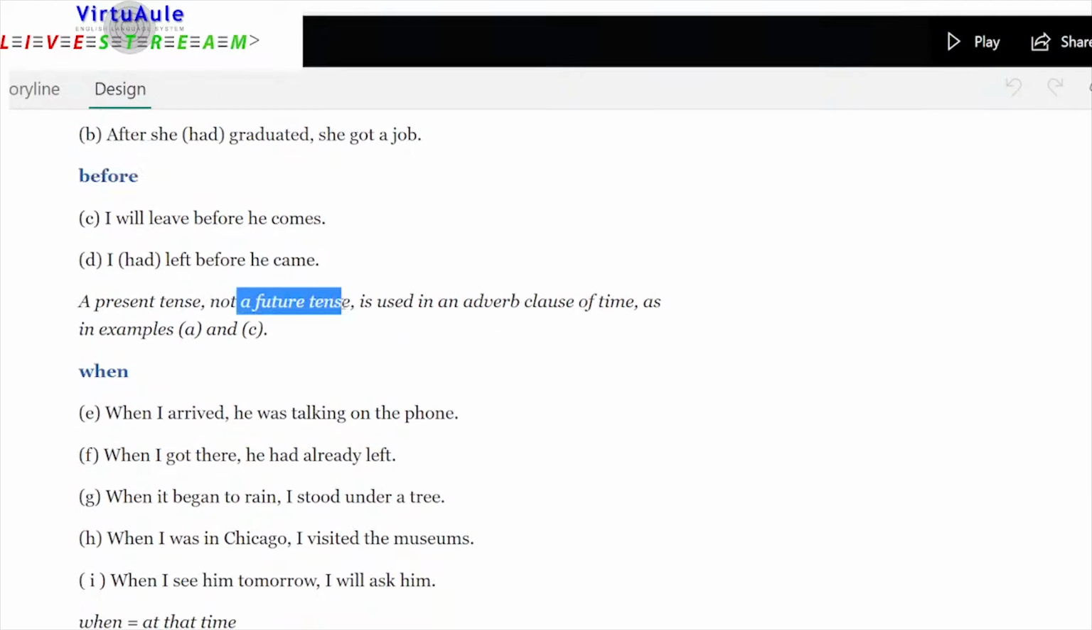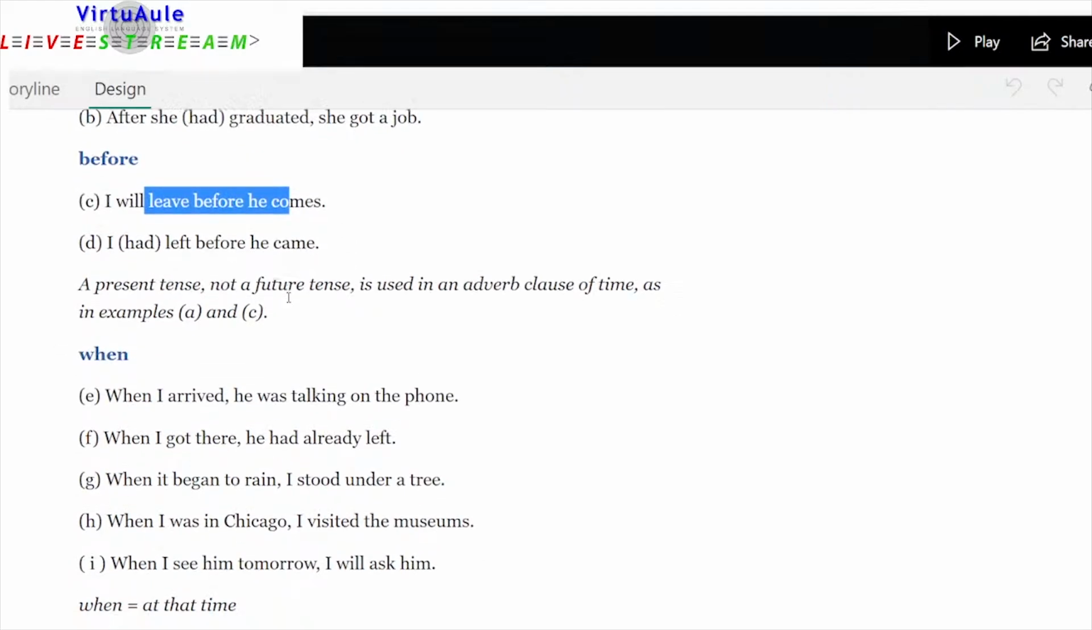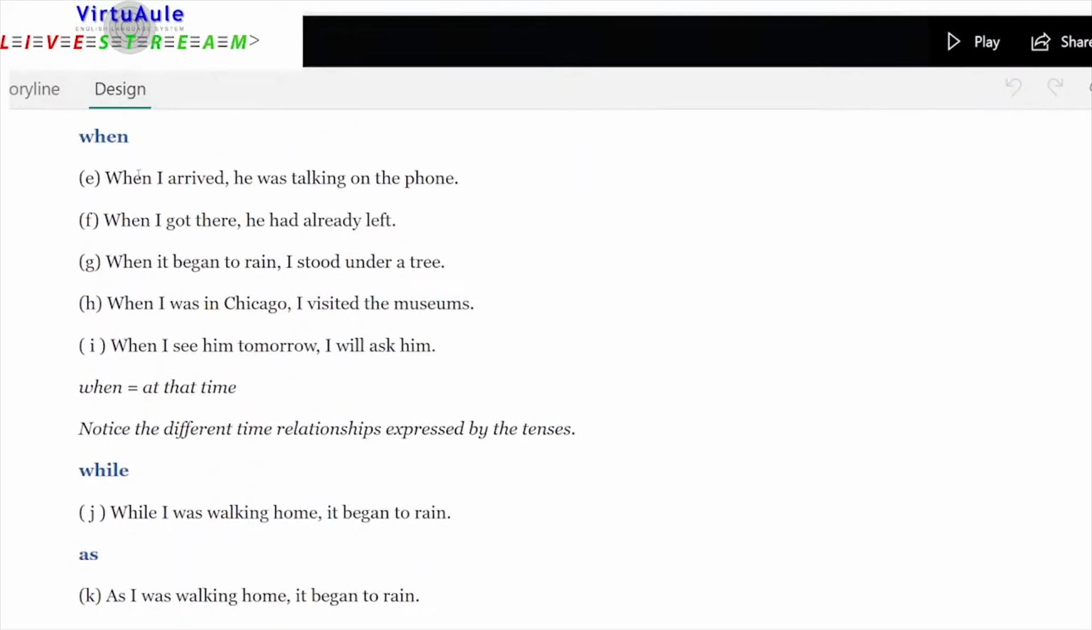A present tense, not a future tense, is used in the adverb clause of time, as in examples A and C. She graduates. Okay, this is will here. Only once do we use the future in a sentence like this. We don't say after she will graduate. I will leave before he comes, not before he will come. Common mistake. When I arrived, he was talking on the phone.